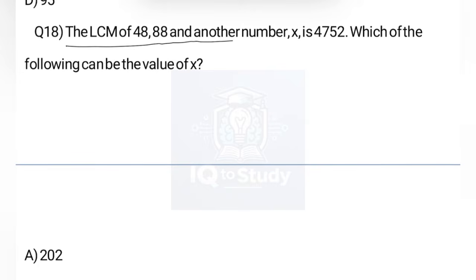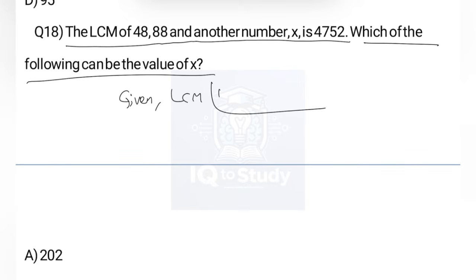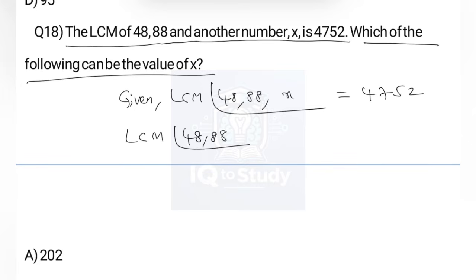LCM of 48, 88 and another number x is 4752. Which of the following can be the value of x? Given LCM of 48, 88 and x is equal to 4752. As we don't know the value of x, let's find the LCM of 48 and 88.